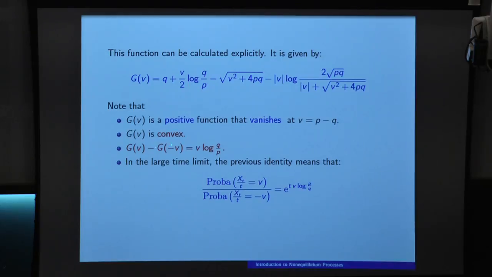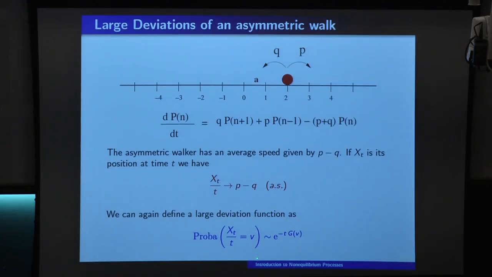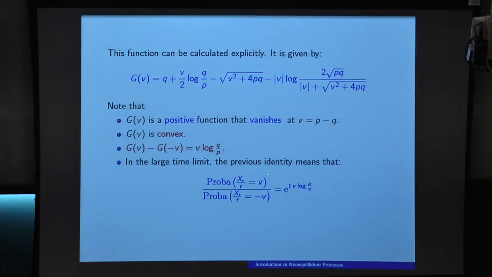Another way of saying it, because remember that g of v is the log of the probability. If we compute the probability of observing an empirical speed v divided by the probability of observing an empirical speed minus v, and we spell out the definition, this is exponential minus t g of v, this is exponential minus t g of minus v, and we have this identity between g of v and g of minus v, we see that the ratio of these two probabilities in the long time limit, when t goes to infinity, is equal to a pure time exponential times a function which is just a linear function.